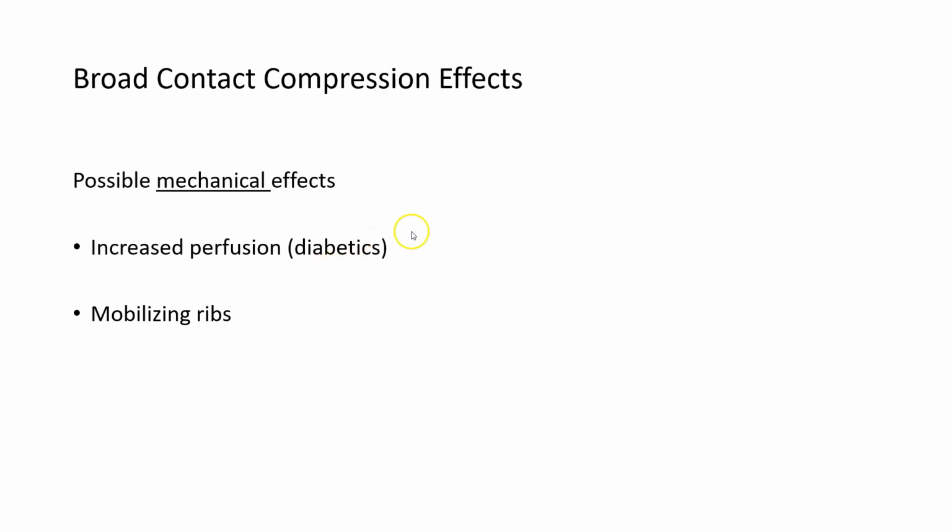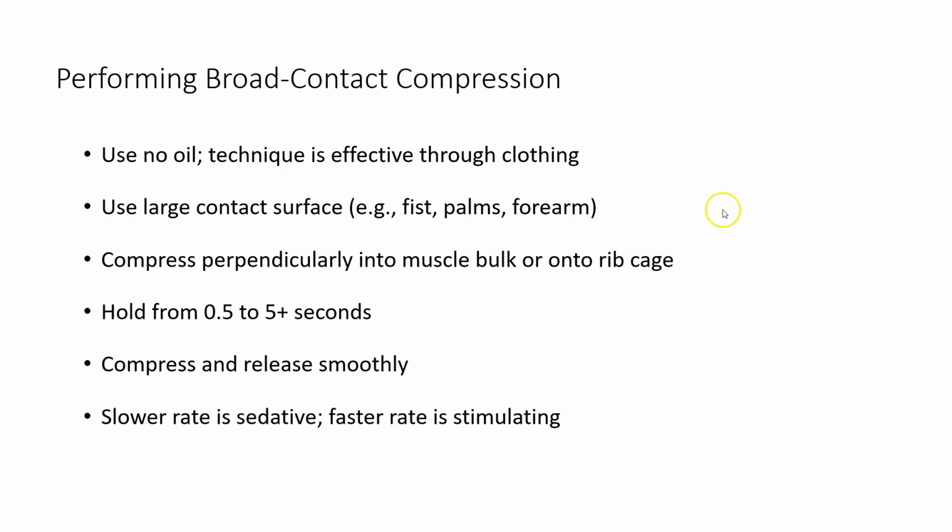So some effects that we can consider with these broad contact compression techniques is through the mechanical effects, meaning moving the tissue. We can increase perfusion, so diabetics tend to have perfusion issues when looking at the distal parts of hands and feet, so the compression can promote more perfusion to the tissues. Another area is if someone has tight ribs, for example, or muscles around the ribs themselves, we can mobilize the ribs, which can result in more movement and therefore being able to expire and inspire a bit better for a client with certain conditions.